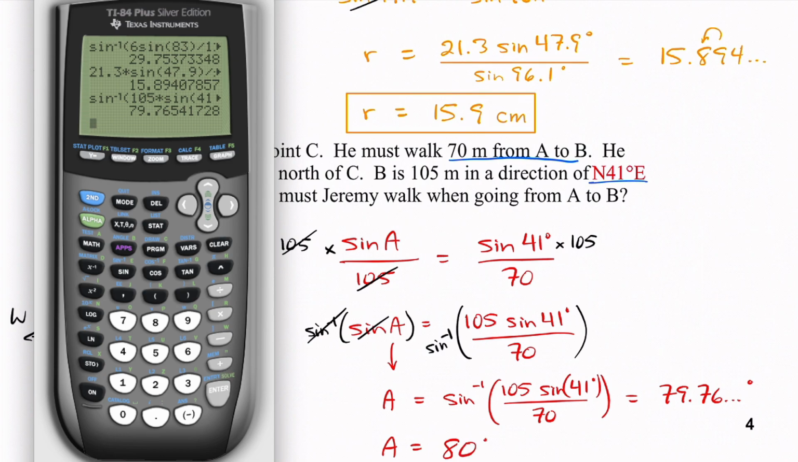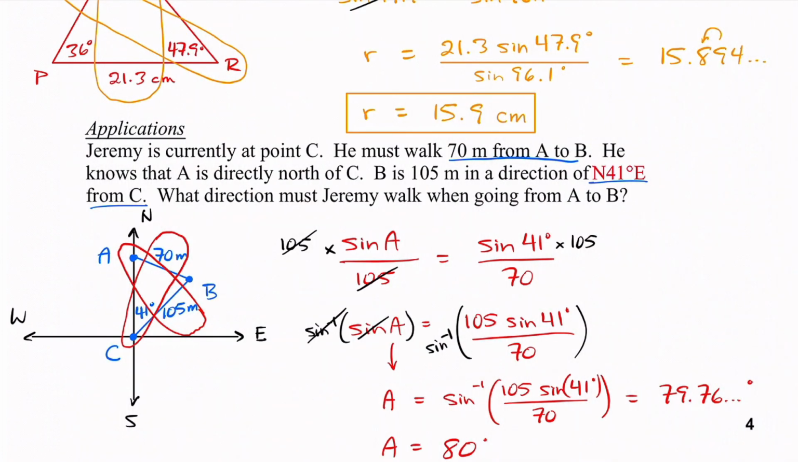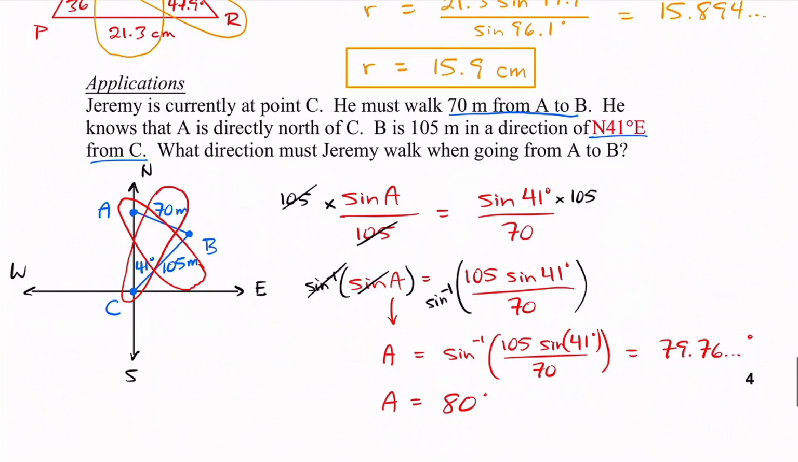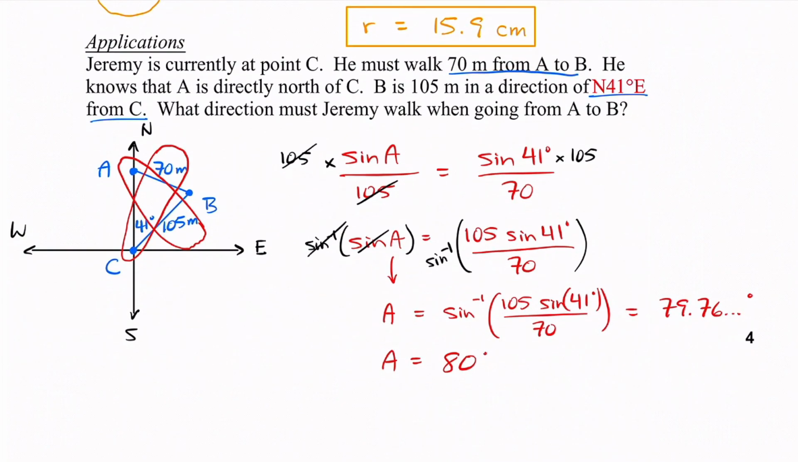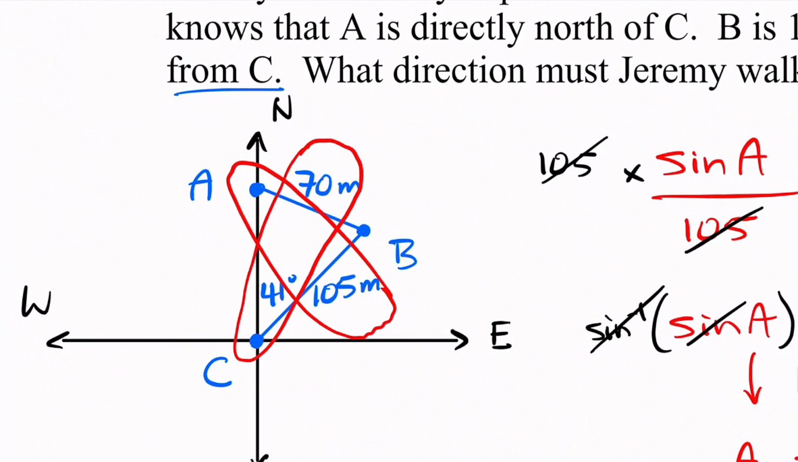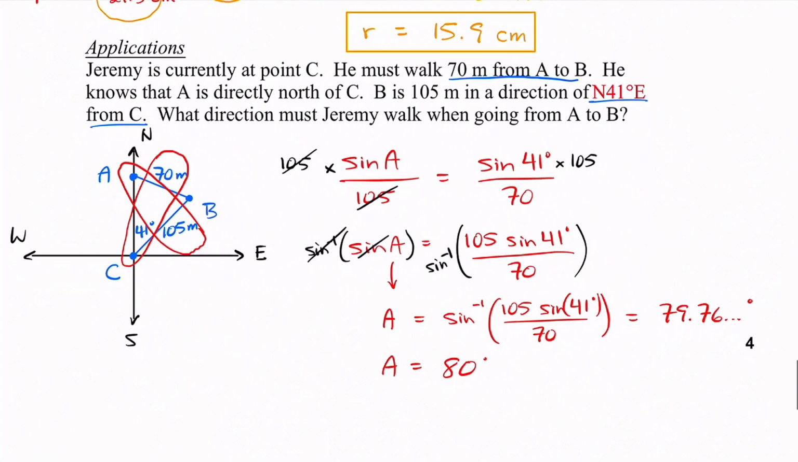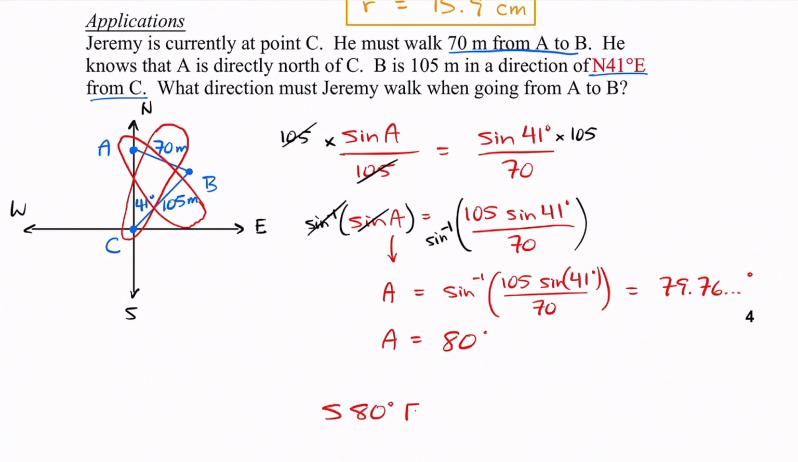Okay, but the question it asked for, it said, was what direction must Jeremy walk when going from A to B? So if we are going from A to B, I'm just going to zoom in here. If we're going from A to B, I'm going to have to go south and then east. So I'm going to go south and then over, and that angle we got was 80. So it's going to be south and then 80 degrees over to get to B. So south, 80 degrees east. So let's write that. So there's our answer. Again, south and then 80 degrees towards the east.